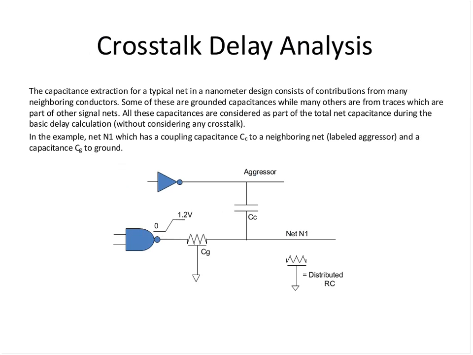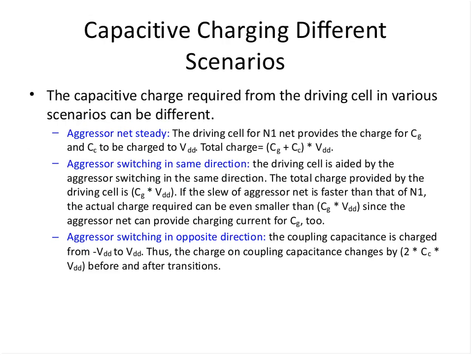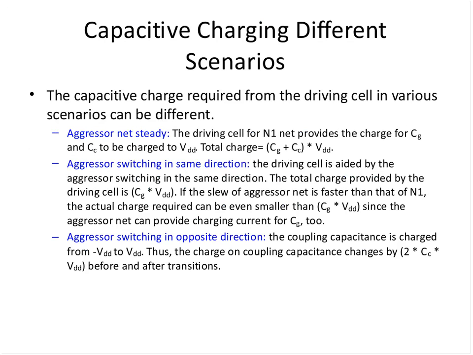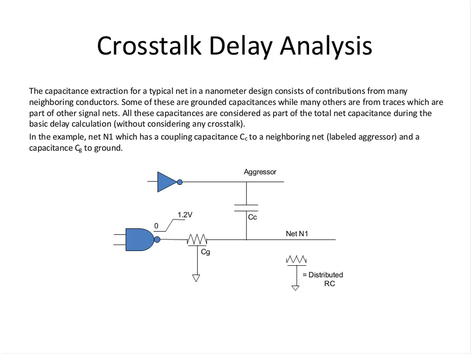This is the same example where the aggressor has some coupling capacitance with the net. Now, in different scenarios, the capacitive charge required from the driving cell can be different. Let's see this case where the coupling cap is CC, the grounded cap is CG, with an aggressor and a victim. When the aggressor net is steady, the driving cell from the N1 net provides the charge for CG and CC to be charged to VDD. Aggressor is steady, the victim is rising, but it has CC in place, so it will charge both CC and CG to VDD.